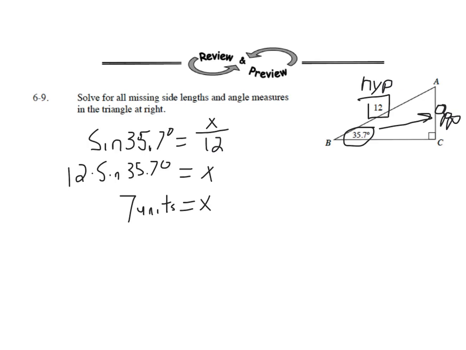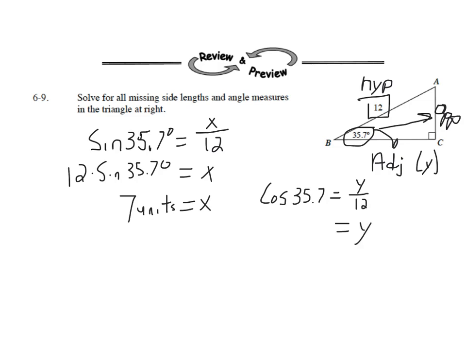Now I'm going to find the other side, which happens to be the adjacent side. And if you want, you can call that y. And so adjacent, that's cosine. So the cosine of 35.7 equals my adjacent side, y, over the hypotenuse, 12.